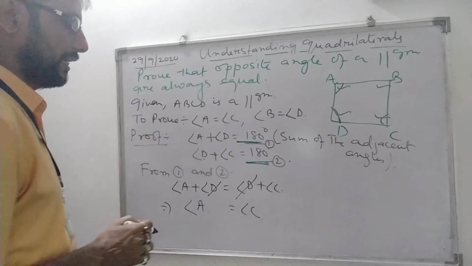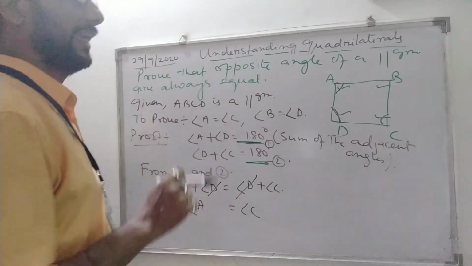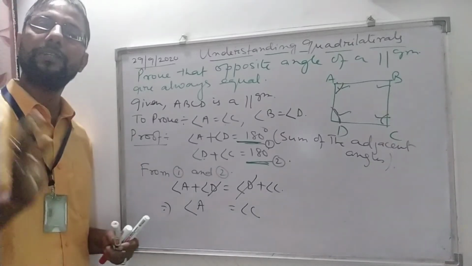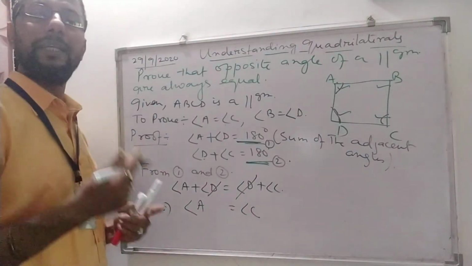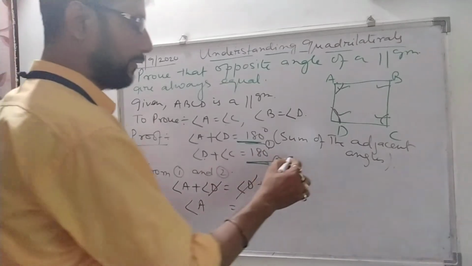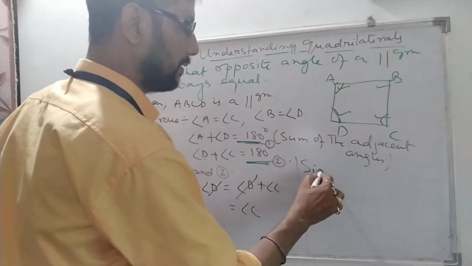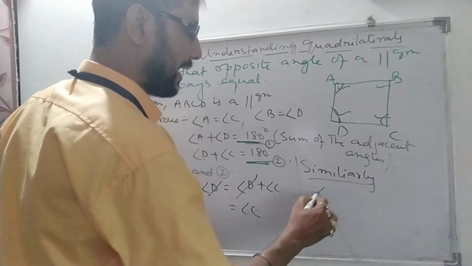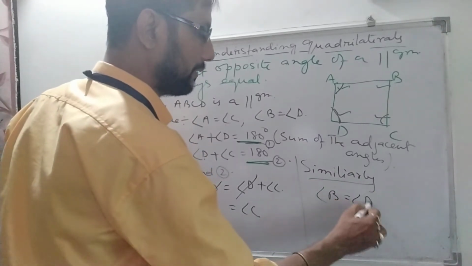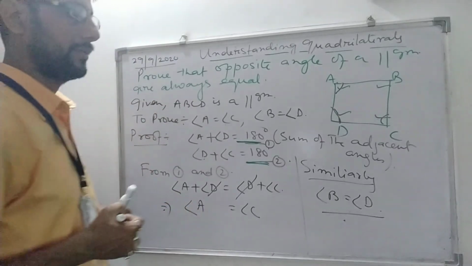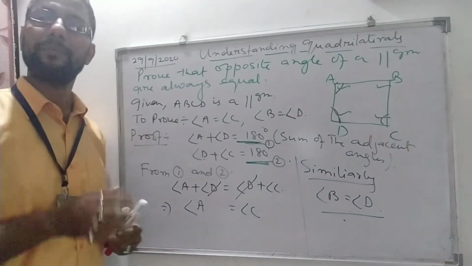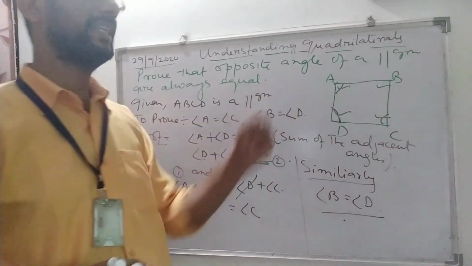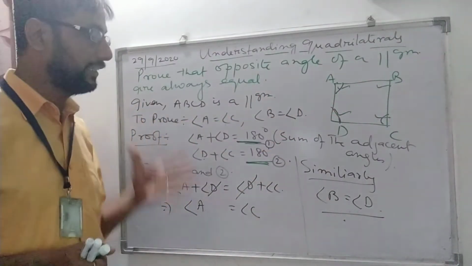So what can we say? Opposite angles of a parallelogram are always equal. Similarly we can write angle B is equal to angle D. So students, you can try yourself to prove angle B and angle D, how to prove in this method.